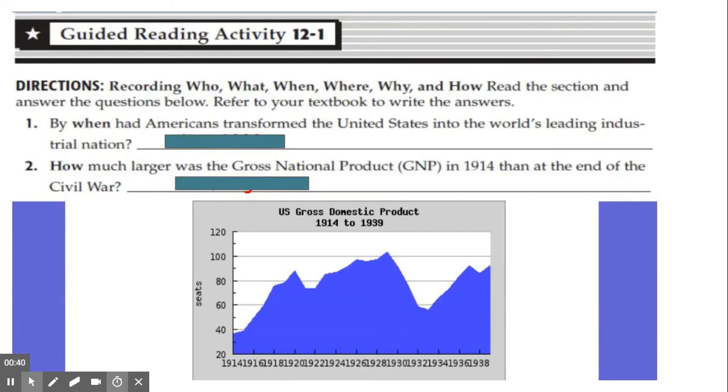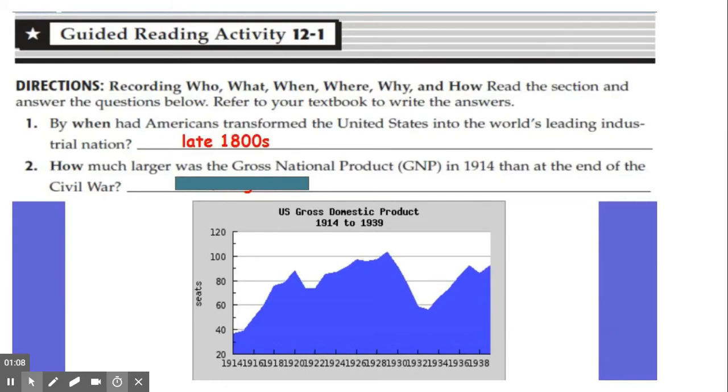Millions of people after the war left the farms and started moving to other parts of the country. They started looking for work in mines or factories. And as a result of that, we're going to start transitioning from an agrarian society to an industrial society. So, number one, by when had Americans transformed the United States into the world's leading industrial nation?